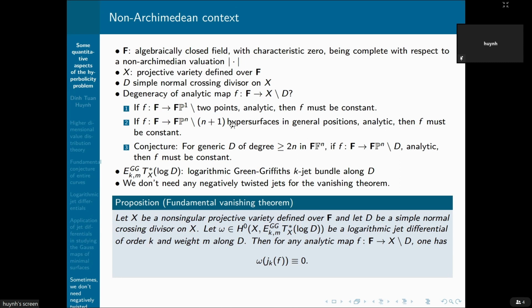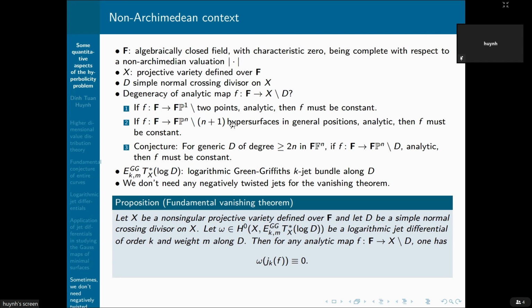So suppose now we are working with F, an algebraically closed field of characteristic zero, complete with respect to a non-Archimedean valuation. X is a projective variety defined over F and D a simple normal crossing divisor on it. Just an analog of an entire curve. Here we have the analytic curve over F, and we want to study the variety of analytic maps from F to its complement.